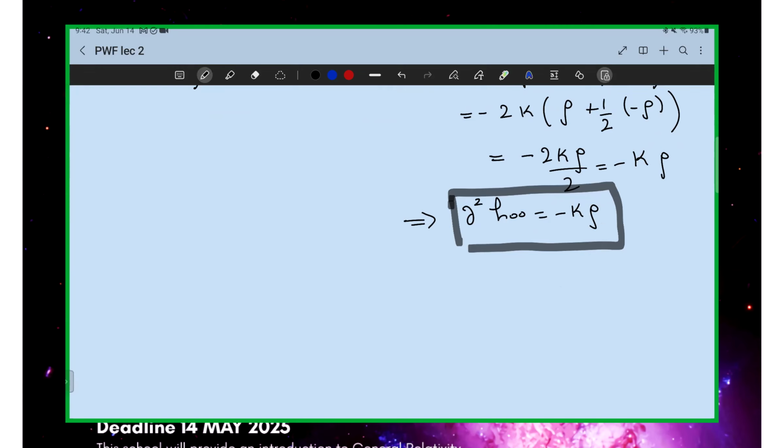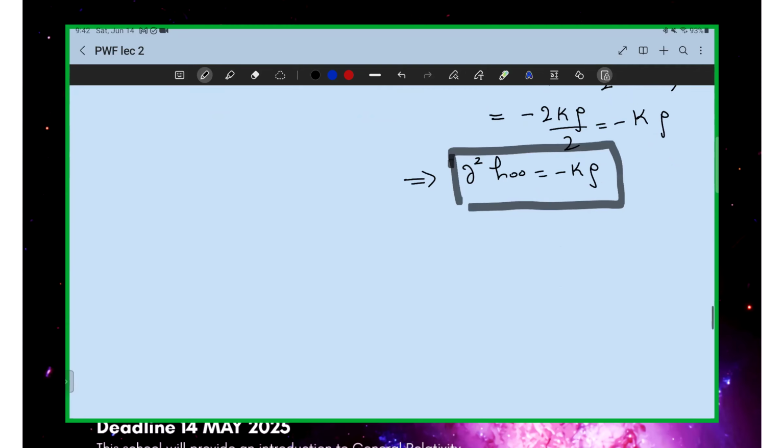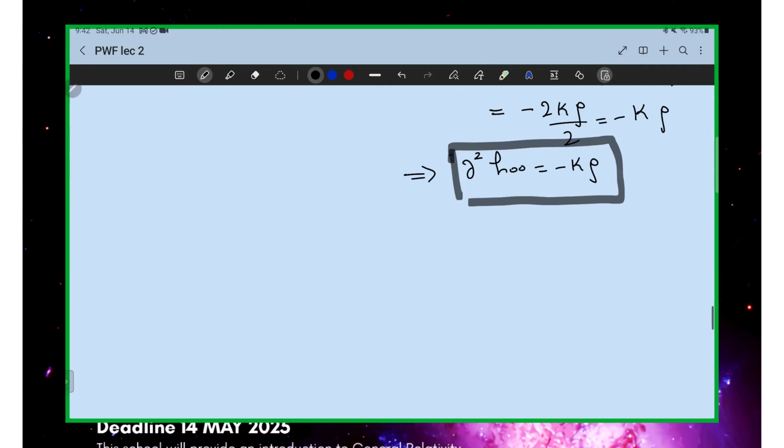Okay. So what is H naught naught? Let me remind you what a geodesic equation is. There are different forms for the geodesic equation. What is the source in this case? Well, in this case, the source is, for example, a single mass sitting somewhere.